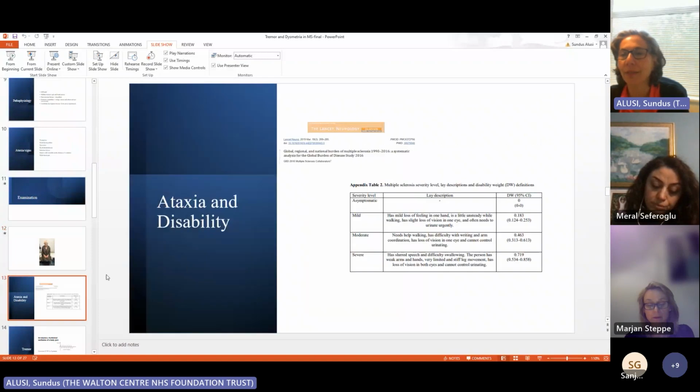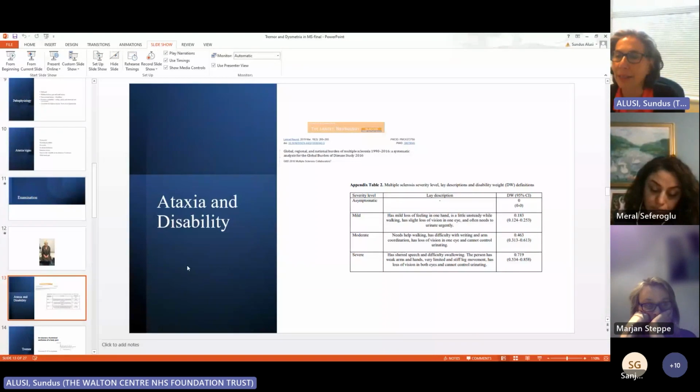Okay, so ataxia is a very disabling problem for patients. In this really nice paper, I just wanted to highlight the burden of ataxia in multiple sclerosis. This is a study that was published in Lancet Neurology, looking at the ataxia disability weight, if you like.